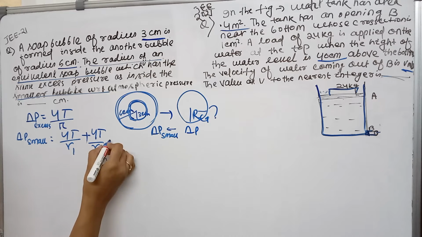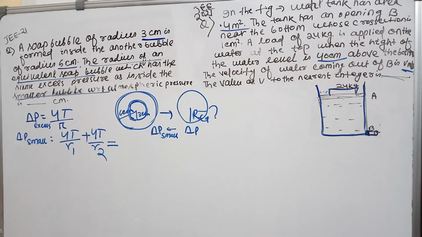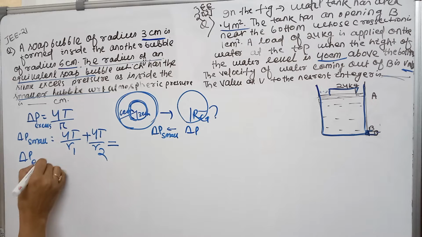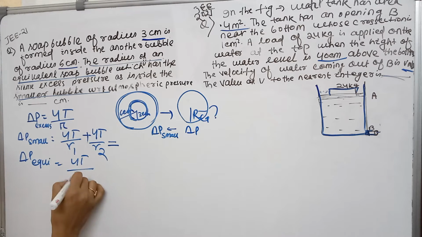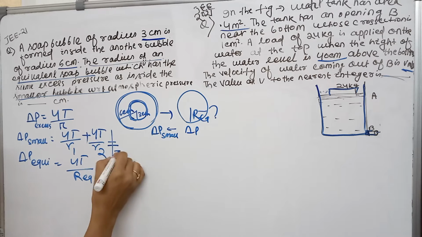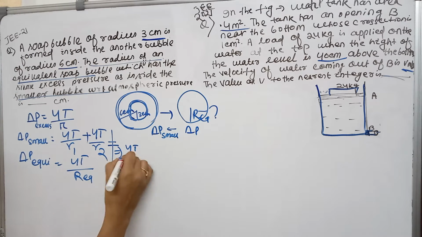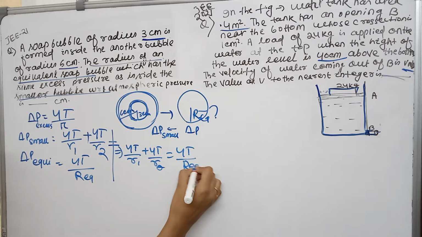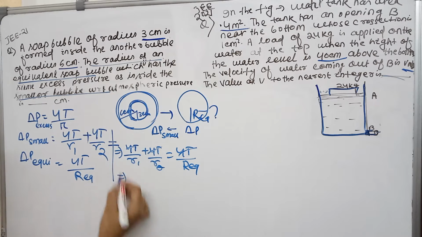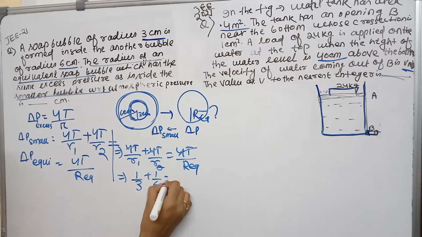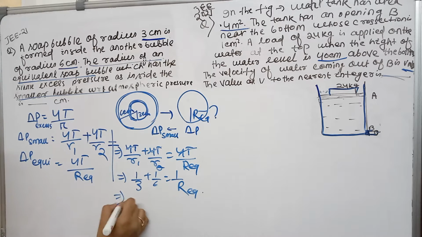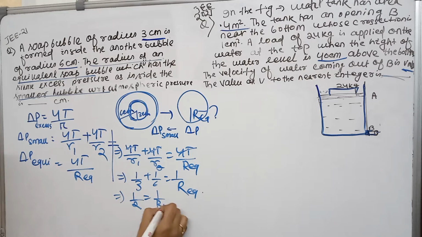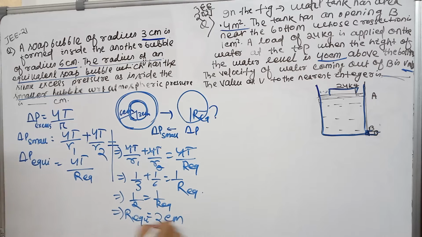Now what is this equal to? This is equal to the excess pressure inside this equivalent bubble. So the excess pressure inside this equivalent bubble will be 4T upon R equivalent. Now we can equate as per the question. So 4T upon R1 plus 4T upon R2 is equal to 4T upon R equivalent. So all this gets cancelled. R1, R2 are given, that is 1 upon 3 plus 1 upon 6 equals 1 upon R equivalent. So this is equal to 1 upon 2, and 1 upon R equivalent equals 1 upon 2, so the radius of the equivalent soap bubble is equal to 2 centimeter.